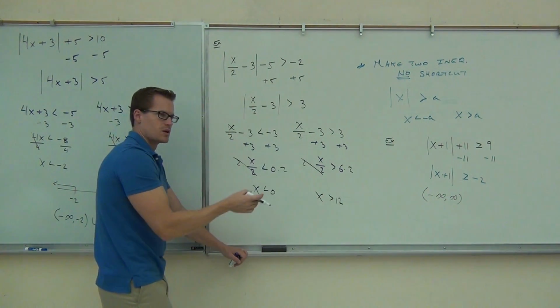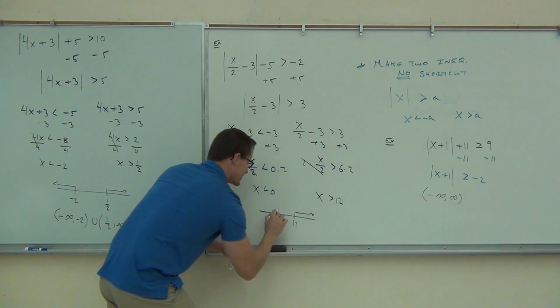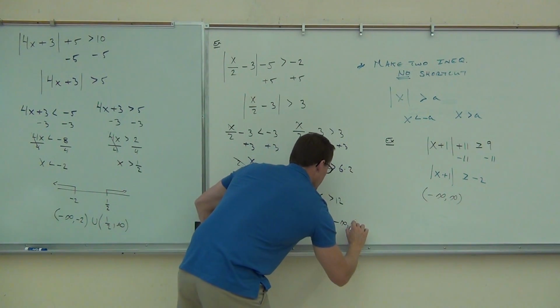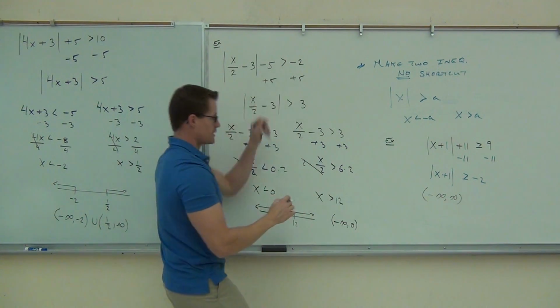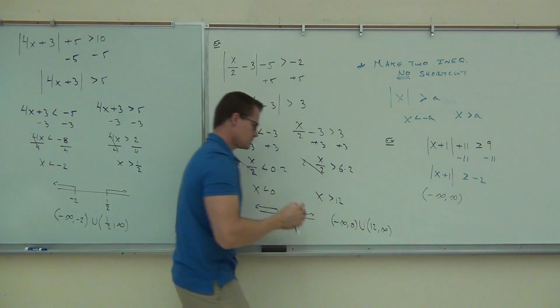I'm not going to do the number line, well, I guess I will. Here's 0, 12. It's so easy, it's so fast, it doesn't really matter. Negative infinity to 0. We use parentheses there because we don't have any equal sign. Union, 12 to infinity. And that's our answer.